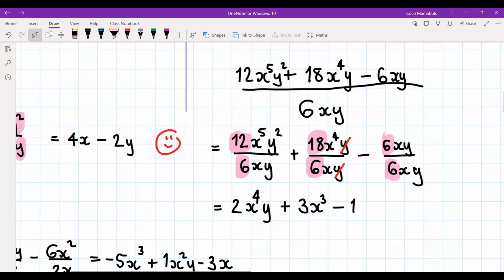I saw somebody asking me, ma'am, why is it x to the power of 4? It's because if we have like bases, I've got an x and an x, and they are being divided, I'm going to keep my base. So I write x down, and then I subtract my exponents. Anything that's sitting on its own already has an exponent of 1. So 5 minus 1 gives us 4 because we're dividing.